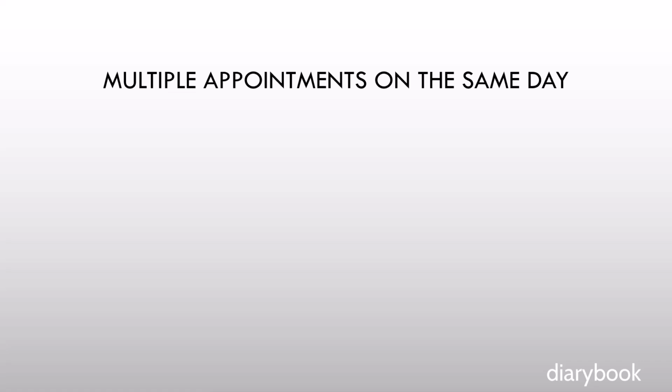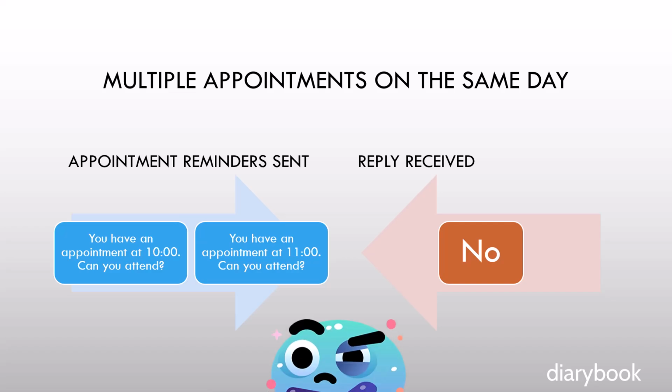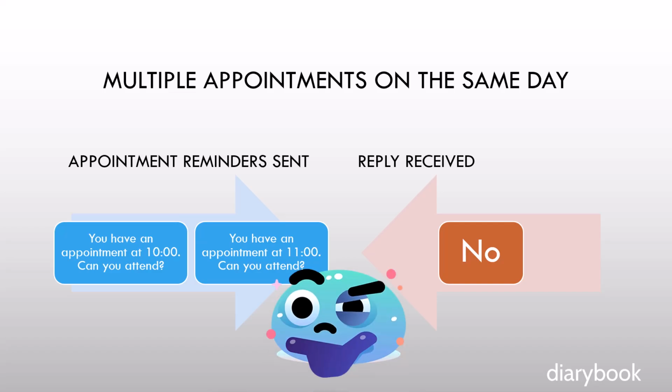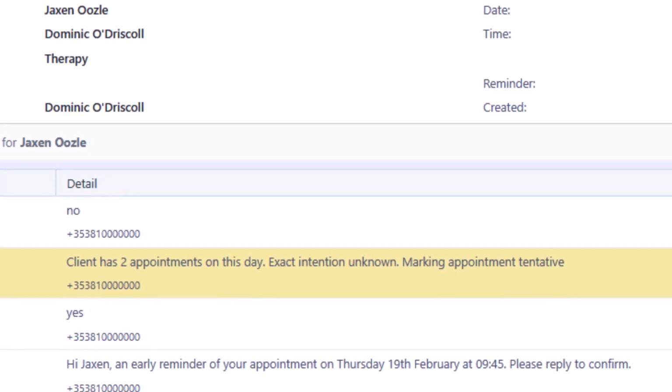Now, just a note on the situation when a client has multiple appointments on the same day. Here we have a limitation of SMS, the small messaging service. For example, when we send 2 message reminders to a patient's phone, if they reply, it is unclear to which message they are responding to. SMS lacks context. In this scenario, Diarybook will log the reply with each appointment, mark it as a maybe, and will add a note that the client's intention is unclear.